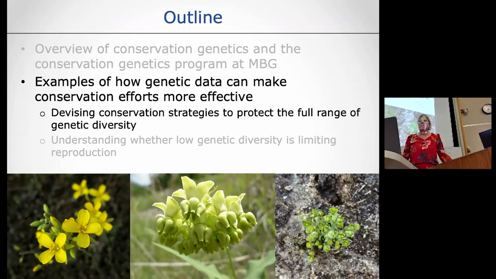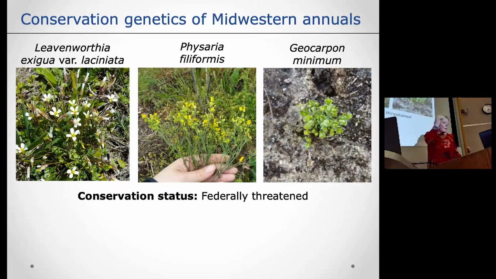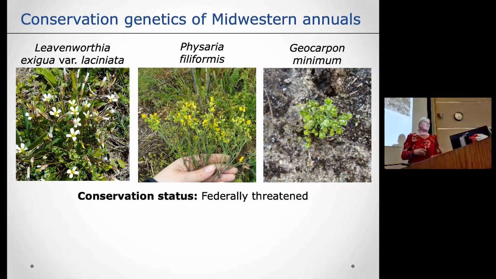Okay. So next, I will talk a bit about some examples of how we've used genetic data to devise conservation efforts to protect genetic diversity in several rare midwestern species. So these are 3 projects that were all funded by the U.S. Fish and Wildlife Service, and it focuses on 3 different species. The first is over here on the left, Leavenworthia exigua var. Liceneata. The second is Physaria filiformis. And the third is Geocarpon minimum.